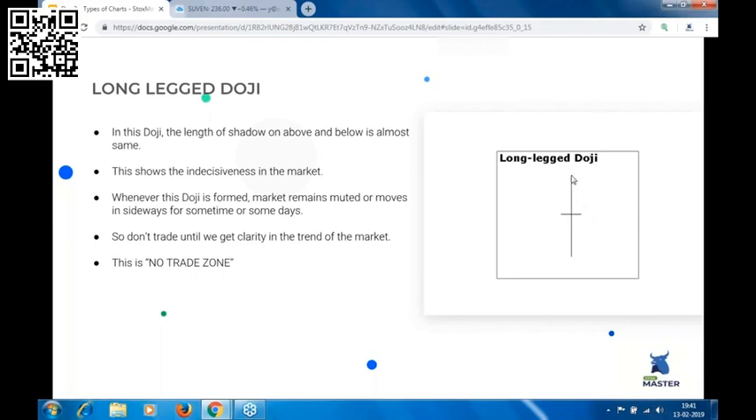Now, how will we get a clear indication of the trend? We can mark the high and the low of the candle. Now, whichever side the breakout happens, that is the side we will trade. Because whenever this doji is formed, the market remains in a sideways movement for some time. So whenever we see this kind of doji, we are not going to trade.